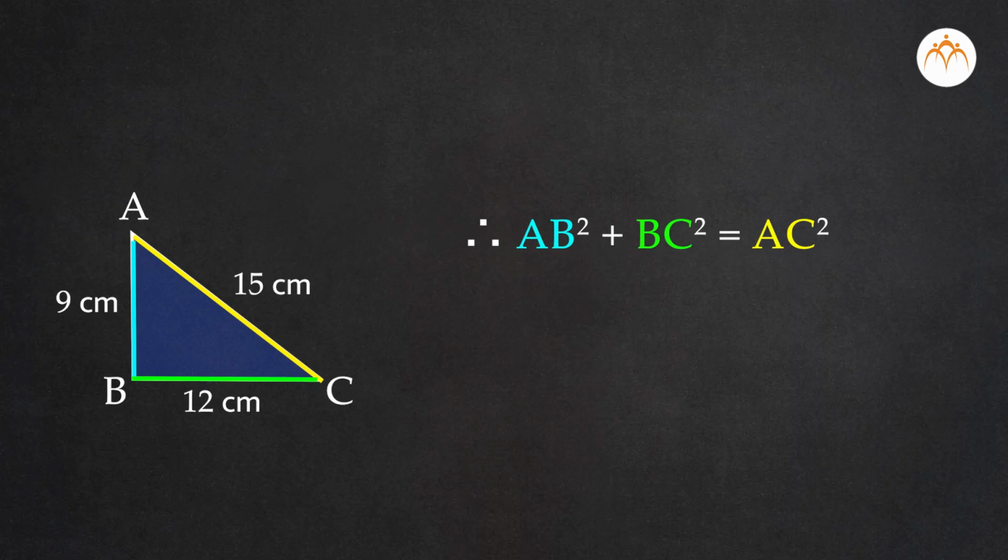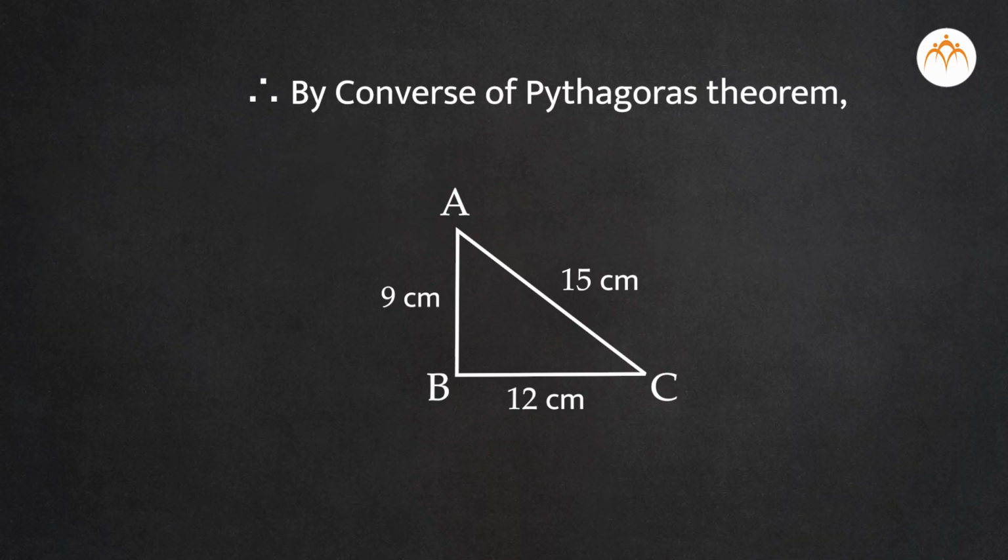Therefore, AB square plus BC square is equal to AC square. Therefore, by converse of Pythagoras theorem, triangle ABC is a right angled triangle. In triangle ABC, AC is the longest side. Therefore, AC is the hypotenuse. Therefore, angle ABC is equal to 90 degrees, the angle opposite the hypotenuse.